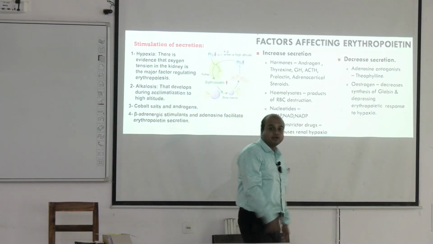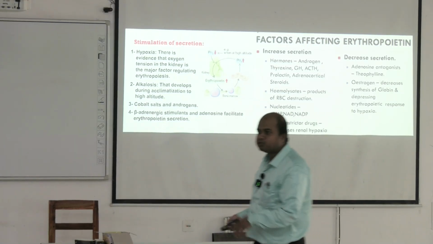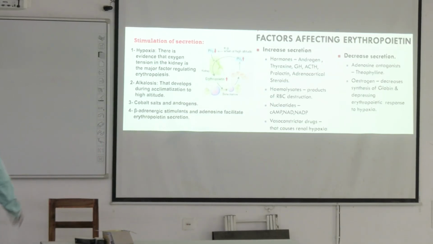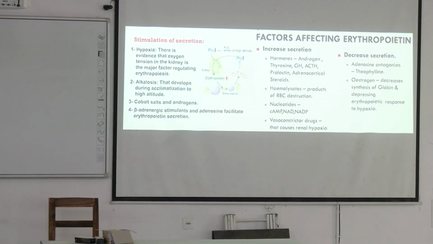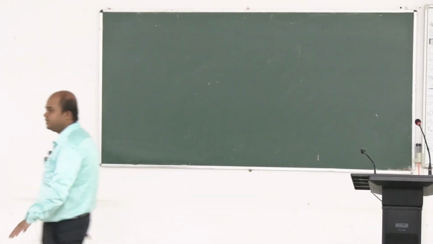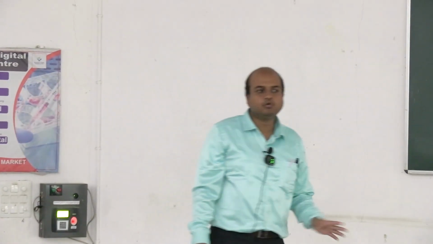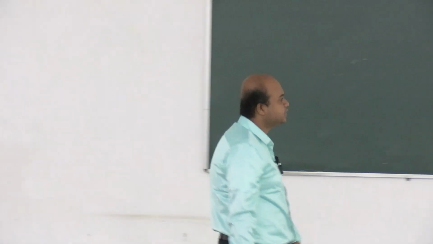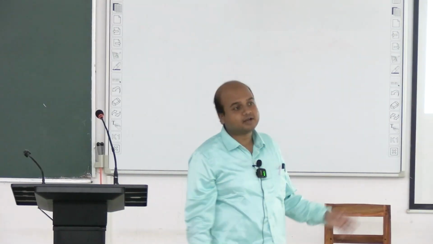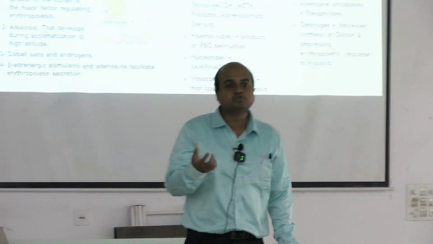Other than hypoxia, there are other factors affecting erythropoietin secretion. Some hormones, mainly thyroxine, androgens, and also growth hormone. Some products of RBC destruction: whenever RBCs are destroyed, erythropoietin secretion is induced. Products of RBC destruction are called hemolysates. Also some nucleotides and vasoconstrictor drugs. You may have forgotten about drugs for now, but what will vasoconstrictor drugs do?